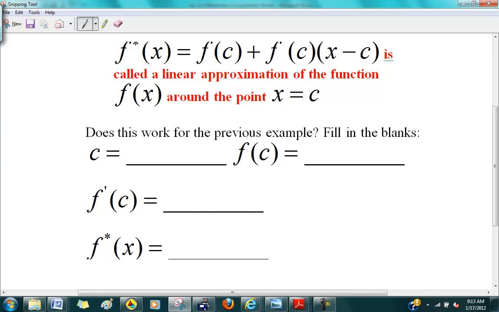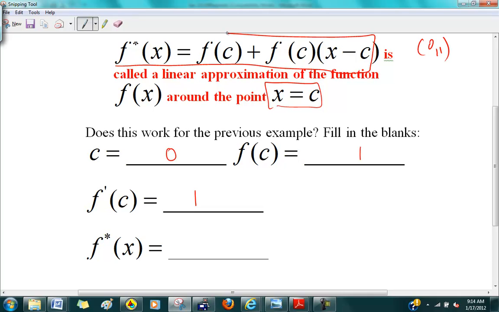Okay, so someone help me fill this out. C equals 0, because remember the point is (0, 1), and c is the x coordinate like it tells you right there. What's f of c? 1. f prime of c? 1. Now if you put these values into this equation, you get f star x equals f of c, which is 1, plus f prime of c, which is also 1, times x minus 0, which gives you x plus 1, the equation Stephanie came up with.